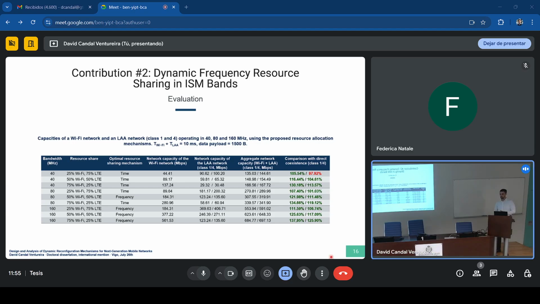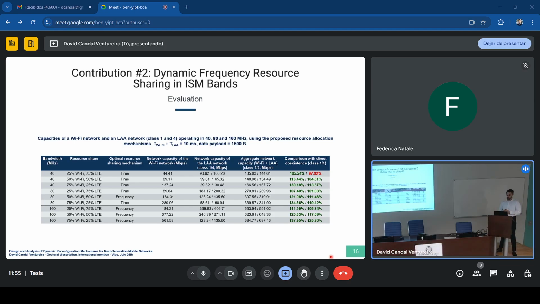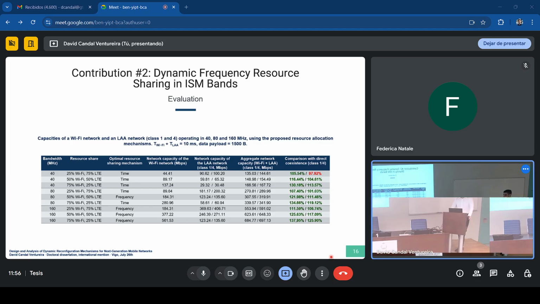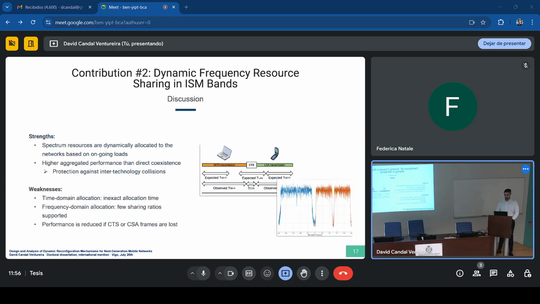In addition to this analytical evaluation, we developed a simulator using the well-known tool NS3. We implemented both solutions and measured the throughput and the saturation to estimate the network capacity. The results we obtained matched those we get using the analytical model, validating our model, and we also demonstrated the feasibility of our solutions. So the proposed mechanisms are able to allocate the resources of the channel according to the ratios defined by the operator and also provide better performance than direct coexistence.